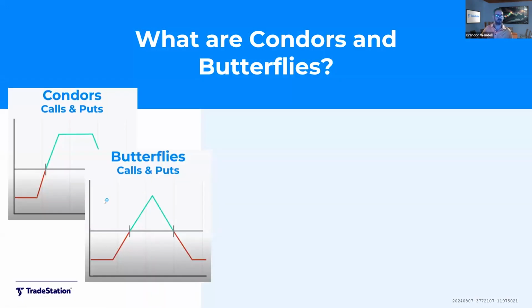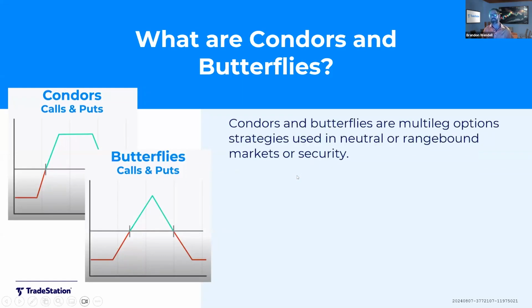Let's see, what are condors and butterflies? Well, I mentioned they're basically spreads. They're multi-leg option strategies, and they're typically used when the market or an individual security is neutral. You can trade these options on stocks, ETFs, indexes, and futures. Recently, the CME did a workshop with TradeStation, and that's posted in the Options Education Center, where they were talking about options on futures. There's a lot of different things you could do there as well.